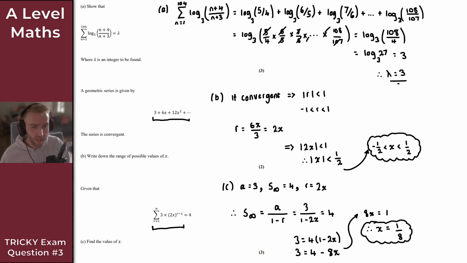So like you can see, part A here, I would say, is the most challenging part of this question, especially if you haven't seen a question like this before. Part B is pretty straightforward. You just need to be aware of this condition here for convergence. And then for part C, again, pretty straightforward, right? Just using the formula for the sum to infinity and then just solving a straightforward equation, okay? But there we have it then. So that gives the solution here to the third tricky A-level maths exam question.